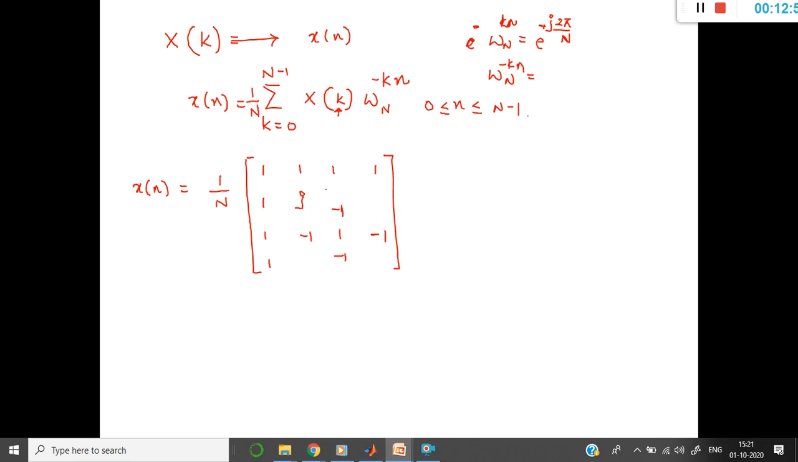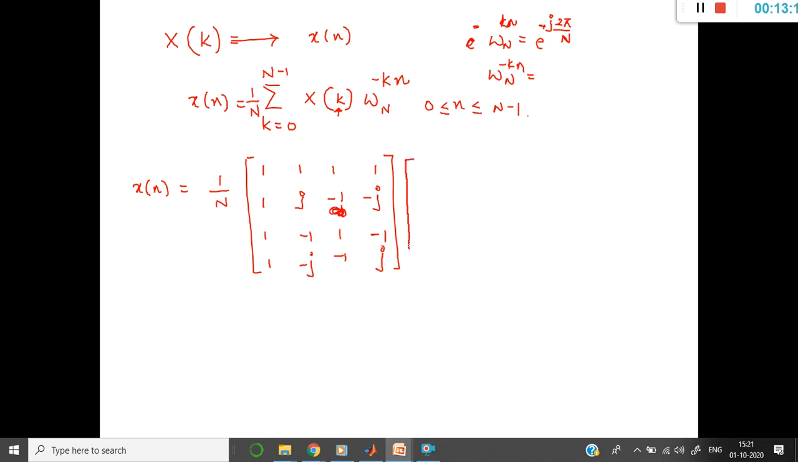Now here, so this will be minus 1. This is minus 1. Let me write here. Okay. Now this will be minus j. Again minus j here, and the complex conjugate of this j, that is plus j.